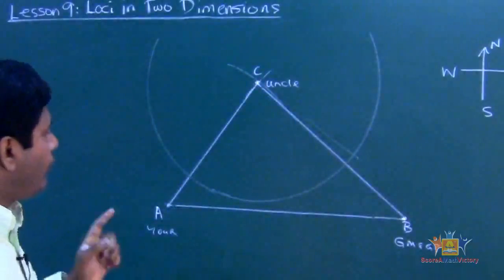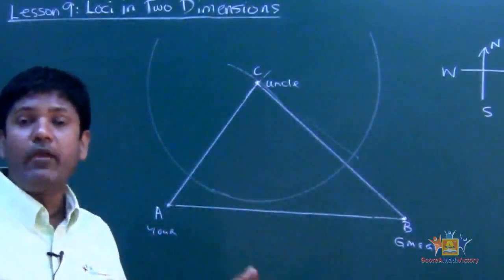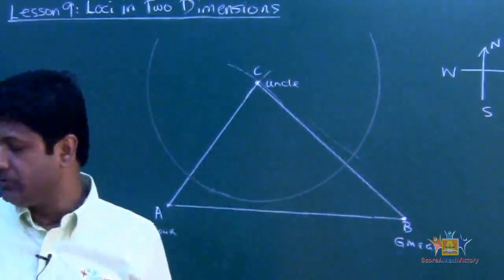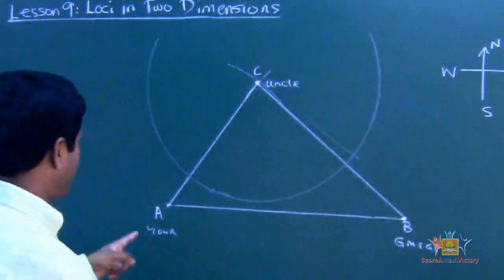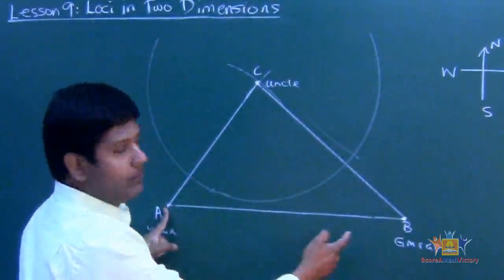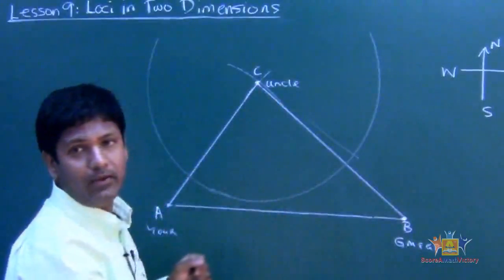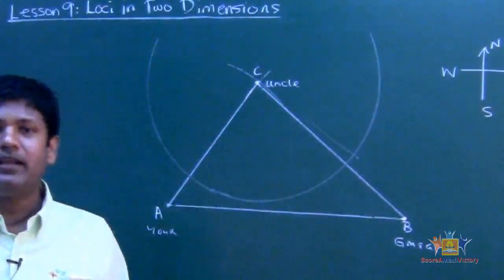So now we want to locate where it would be, if it's an equal distance from A and B. So that means we have to bisect by creating a perpendicular line from A to B. Alright, and how do we do that? Again, we'll need the compasses.